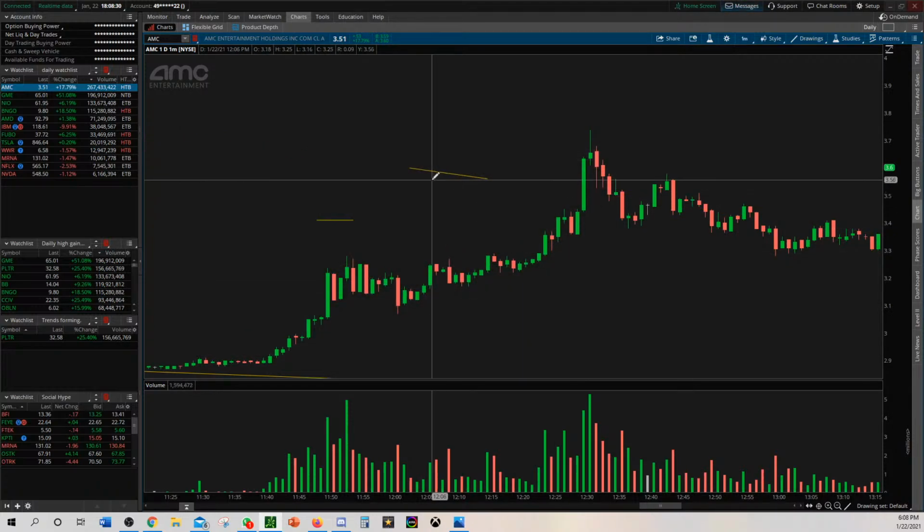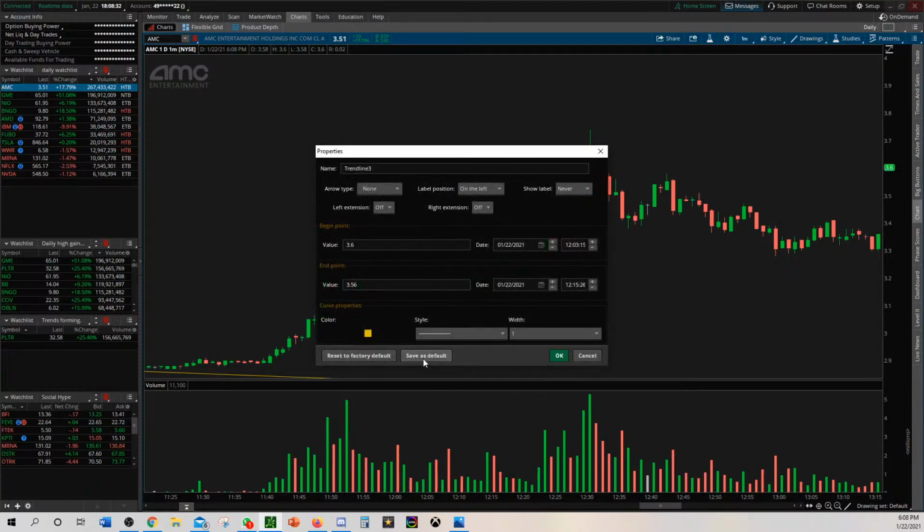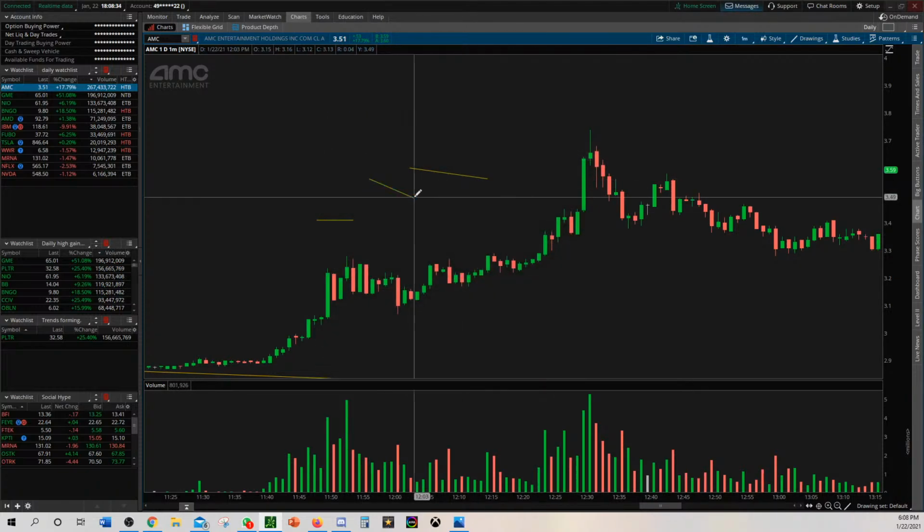Okay, so when you draw a trend line, it looks like this. It doesn't, when you draw it, it just looks like this, right? When you draw it, it looks like this. When you draw it, it looks like this.